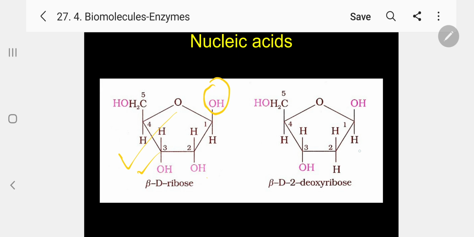Coming over to this side, beta D, this is the 2 carbon atom. So there is no OH here. Instead of that, only H. So I am using the term now, beta D 2-deoxyribose. Without oxygen is called deoxyribose. Please follow. So deoxyribose, DNA, deoxyribonucleic acid. RNA, that is ribose nucleic acid. Please follow. Very easily you can memorize it.